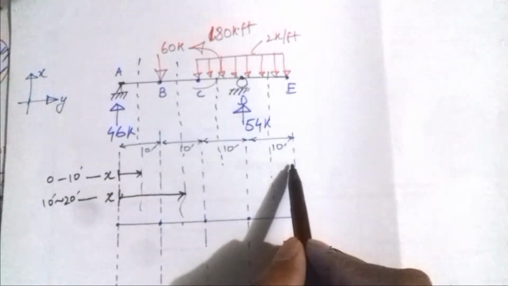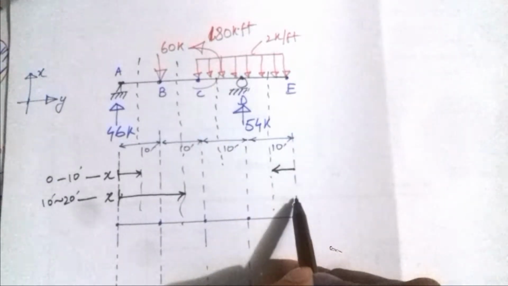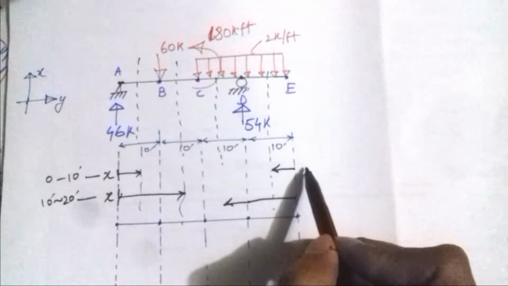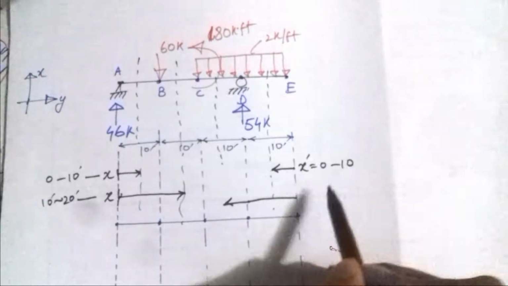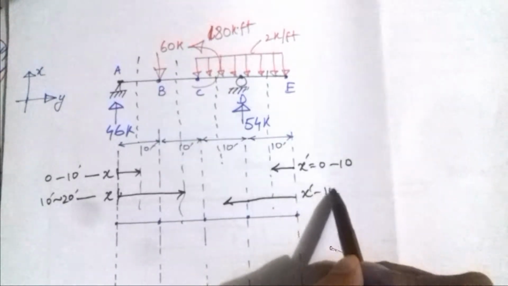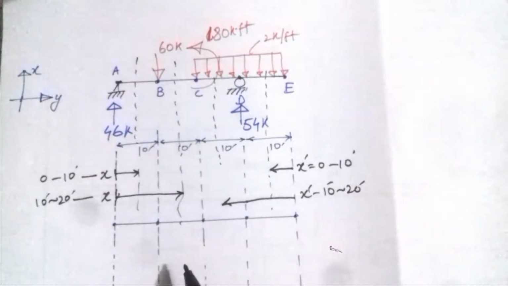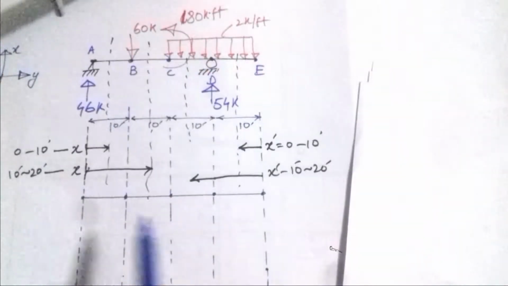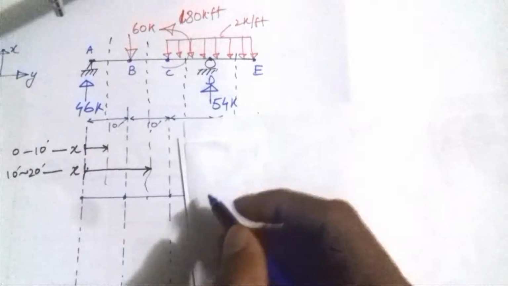So the third section would be this one, and the fourth section would be this one. The same here, x dash would be from 0 to 10, and here x dash would be from 10 to 20 feet. So this is how we have to select the sections that need to be drawn. After identification of the sections, we have to solve each section. So let's start from this one.